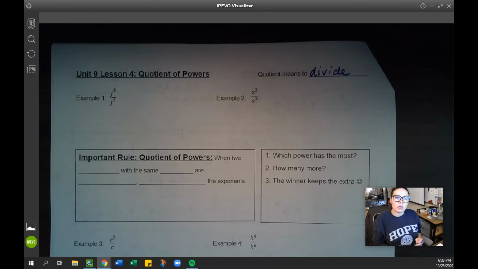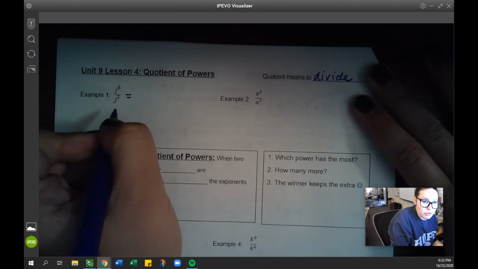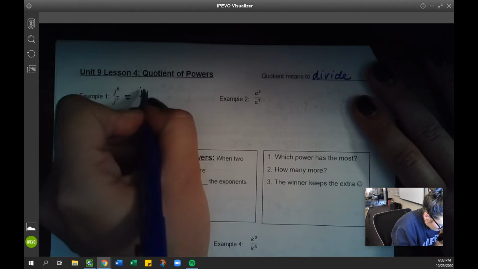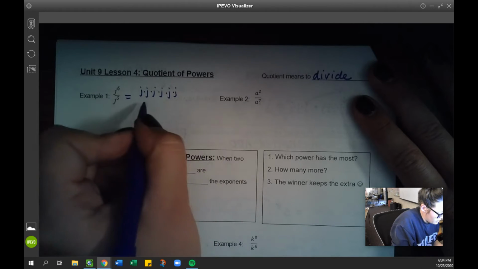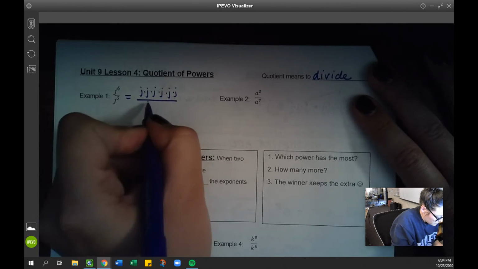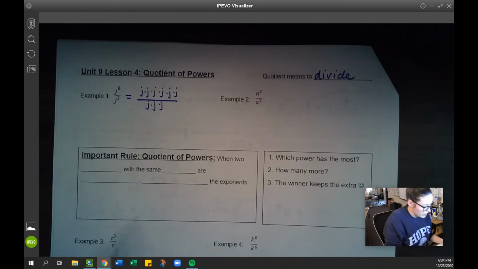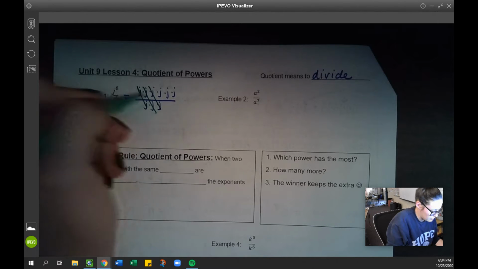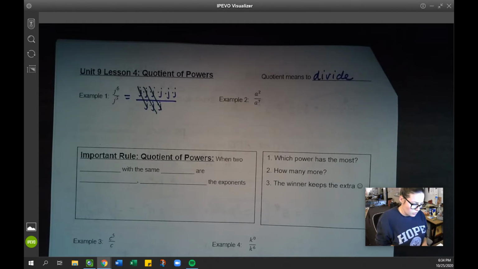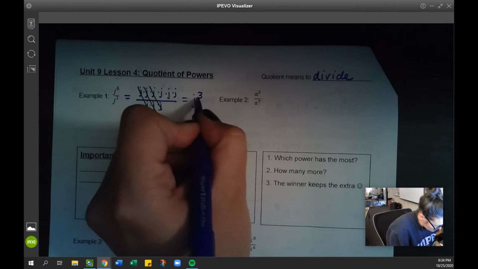So in example 1, we have j to the 6th over j cubed, which again, let's write out in expanded form and see what we get. I have j times j times j times j times j times j over j times j times j. Now, what we know is that if we have something that's the same on the top and the bottom of a fraction, it can one out. What are we left with? J times j times j, or j cubed.